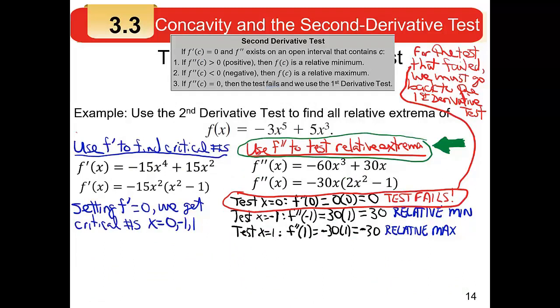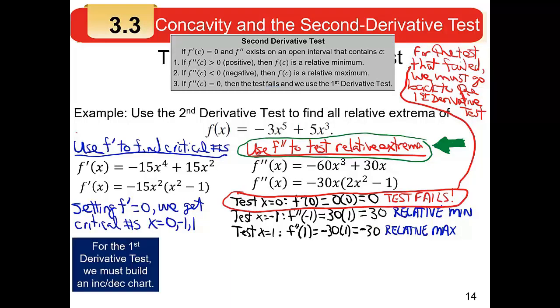So as soon as you get through with the process of the second derivative, if you have a test failure, you have to go back to the first derivative test. That means you have to build your increasing, decreasing chart, just like we did back in the earlier stuff, except we only care about being around 0. But you do need to put the other 2 values on the chart, because when you're using test values, you still want to stay inside these intervals. You don't want to go way out here somewhere. You want to stay inside of here.